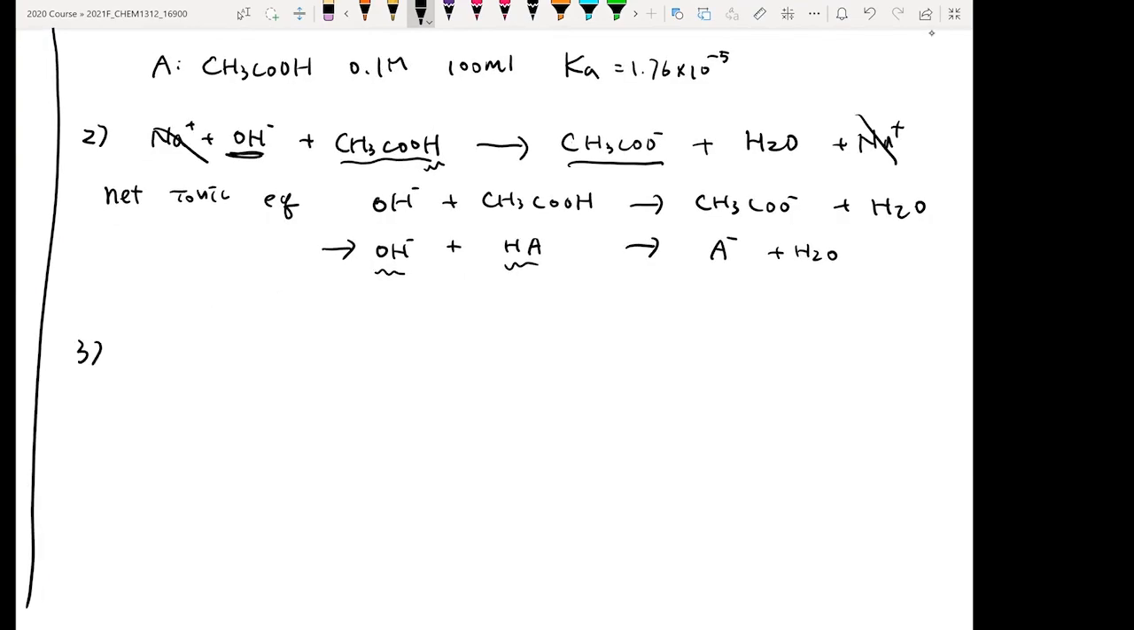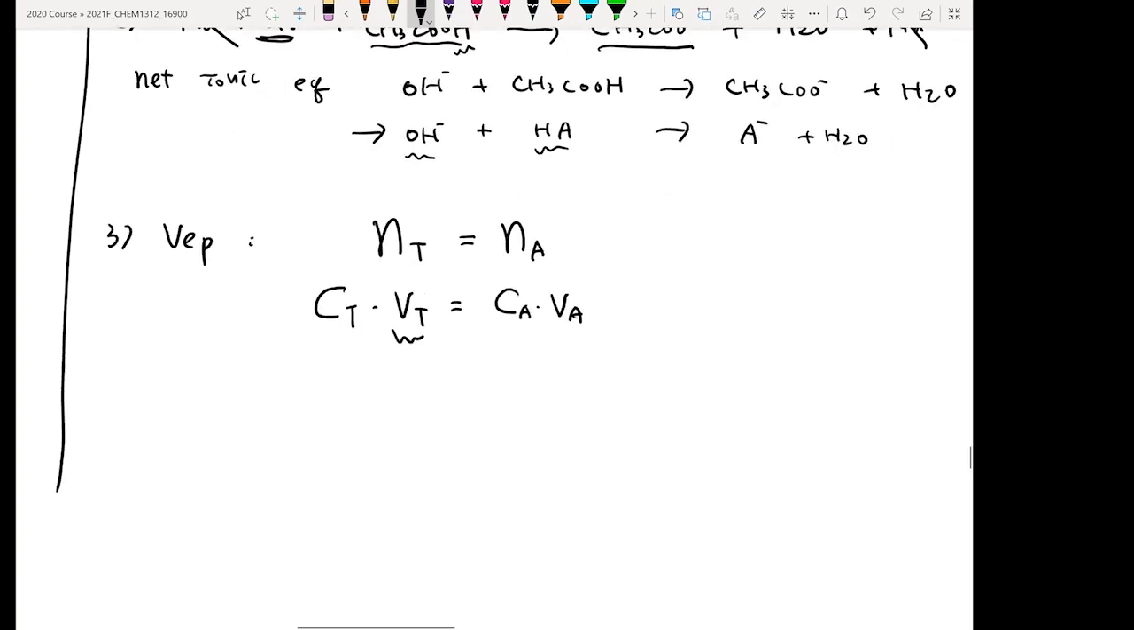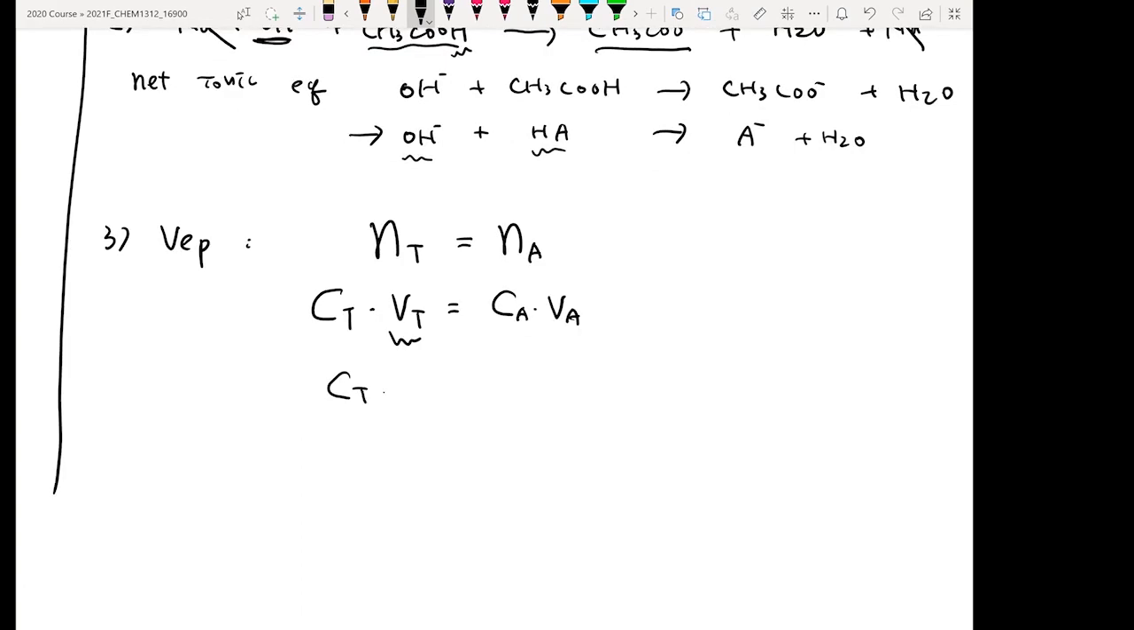Step number three is you want to calculate your VEP, the equivalence point of this titration. The concept you are going to use is that the number of moles of your titrant equals the number of moles of your analyte. The way you calculate the number of moles is using the concentration of your titrant times the volume of your titrant, which should equal the concentration of your analyte times the volume of your analyte. The volume of titrant will equal your VEP. This can be written as concentration of titrant times VEP equals concentration of analyte times volume of analyte.